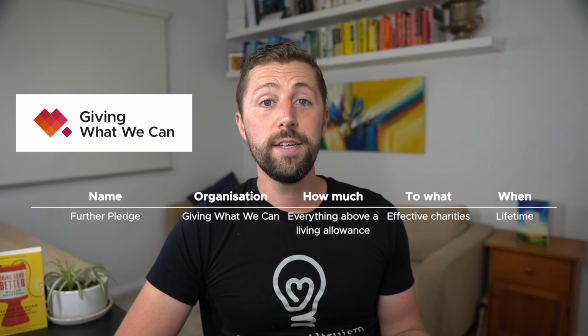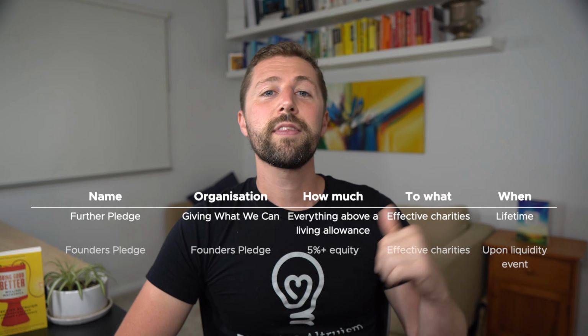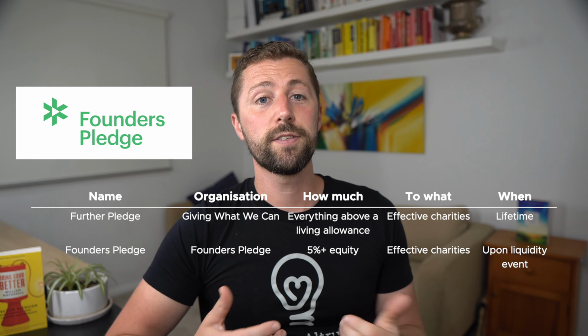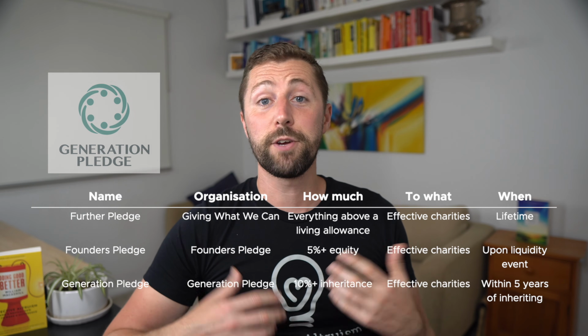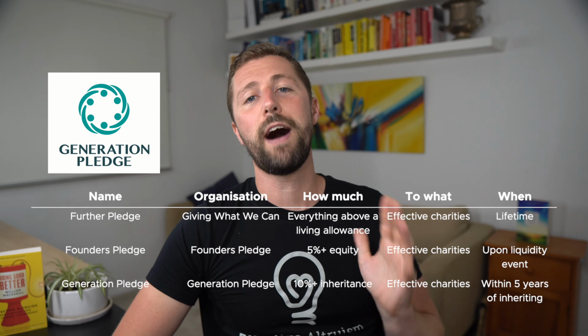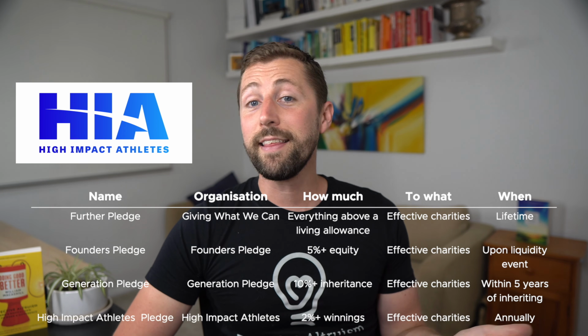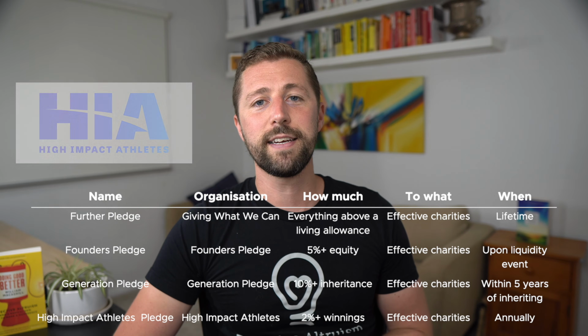As well as these starter pledges, there are also more significant effective giving pledges designed for people in specific circumstances, such as Giving What We Can's Further Pledge for highly committed effective givers to give everything above a living allowance, the Founders Pledge for equity holders to donate at least 5% of equity upon a liquidity event, the Generation Pledge for wealth inheritors to give at least 10% of their inheritance within 5 years of inheriting it, the High Impact Athletes Pledge for athletes to give at least 2% of their annual winnings to effective charities.